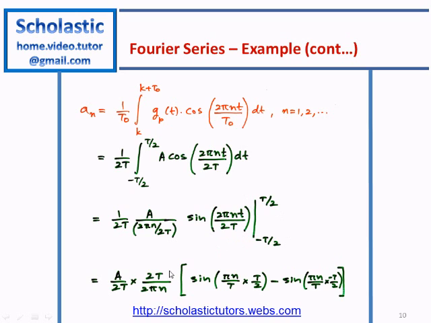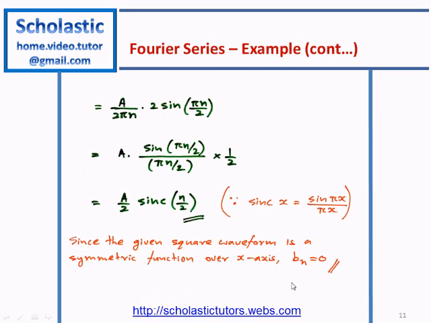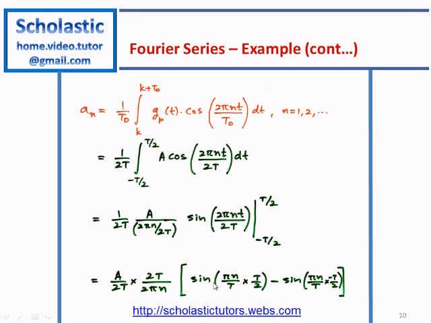And you can further simplify this by substituting values here. 2 pi n, you can take it upwards. So basically you get A times 1 over 2T times 2T over 2 pi n. And then we substitute for this: sine(2 pi n over 2T times T by 2) minus sine(2 pi n over 2T times minus T by 2). So then this minus and this minus will become positive there. Therefore we got here sine(pi n over 2) plus sine(pi n over 2).